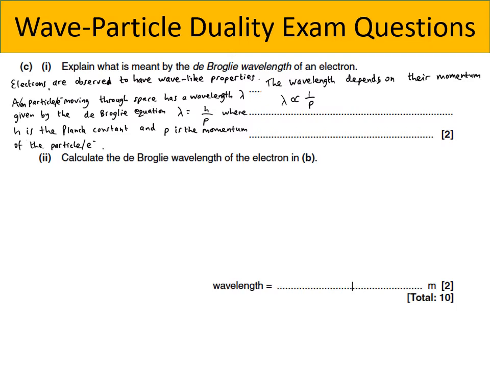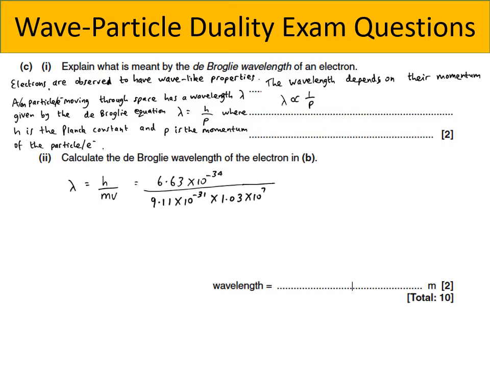On to part 2, calculate the de Broglie wavelength of the electron in B. Now remember, from part B we did have a value given because we had to show that the velocity was 1 times 10 to the power 7 meters per second, I believe it was. So even if you weren't able to calculate that value, you mustn't leave out this question, because you've been given from part B the value of the speed of the electron. So make sure you use that if you didn't work it out.